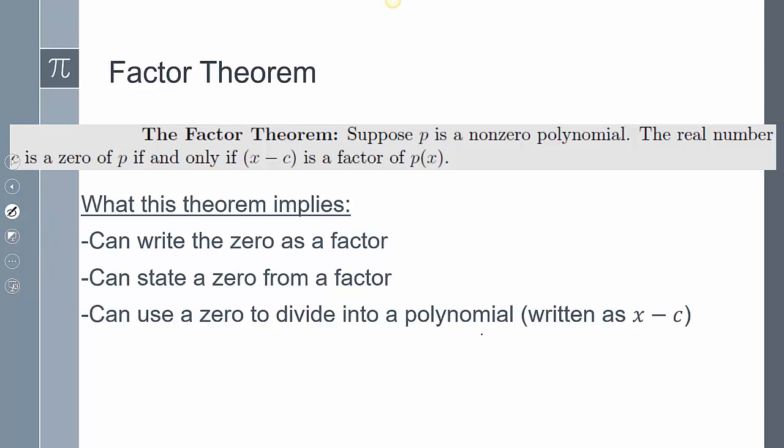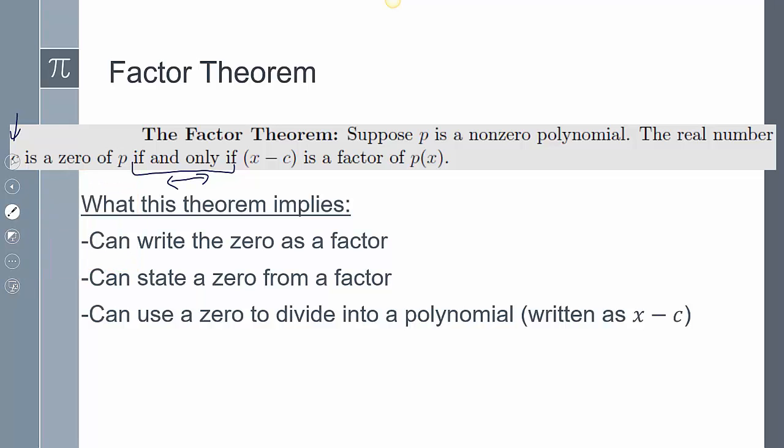The next is going to be the factor theorem. Now this states that suppose P is a non-zero polynomial. The real number c is a 0 of P if and only if x minus c is a factor of P of x. Now, this is saying two things. Remember, if and only if means it's a two-way statement, so this is going to go both directions.